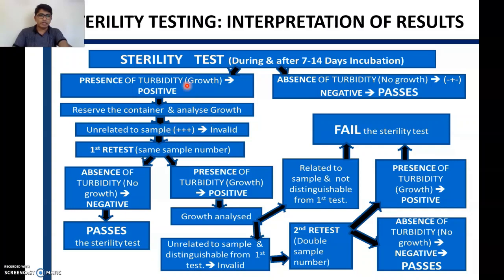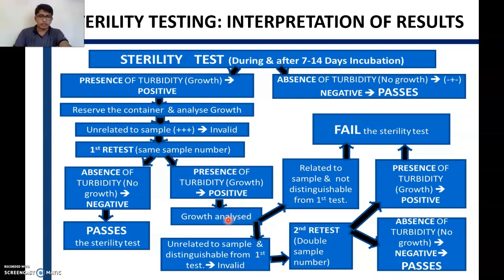Now if the microorganism is unrelated to the sample, it is considered invalid. That means if we get a positive result for the negative control, where we didn't add any organism or any sample to the culture media alone, the contamination was from the culture media. In that case, we will retest the sterility testing with the same number of samples as the first sterility testing. During this test, if there is no turbidity, it passes the sterility testing. If there is any presence, it indicates positive, and then we will analyze the growth.